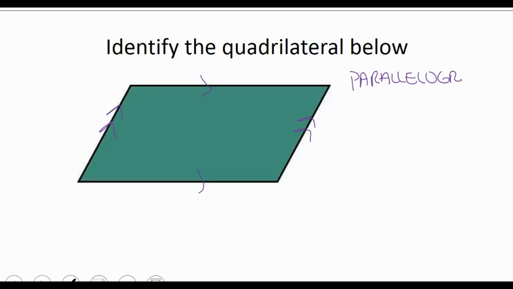So could this be anything else? Could this be a rectangle? No, it doesn't have right angles. Could it be a square? Again, no, it doesn't have right angles and doesn't have 4 equal sides, which means it can't be a rhombus because it doesn't have 4 equal sides. So parallelogram is the only classification. Therefore, it's the most specific.